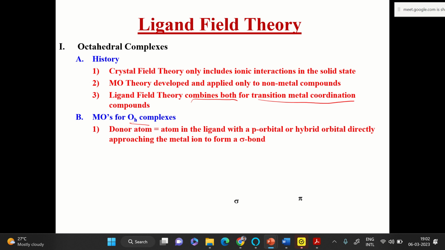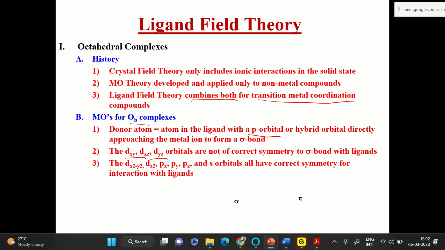So, donors: most of the time the ligands have p orbitals, which approach the metal ion to form a sigma bond. Then on the metal side you have dxz, dyz orbitals, which are not aligned along the internuclear axis. But the other set of orbitals like dx square minus y square, dz square, px, py, pz, they are aligned along three different axes, plus x, plus y. So ligands are approaching along that direction. So px, py, pz, dx square minus y square, dz square, and s orbitals all have the right kind of symmetry to form the sigma bonds with these approaching ligands.